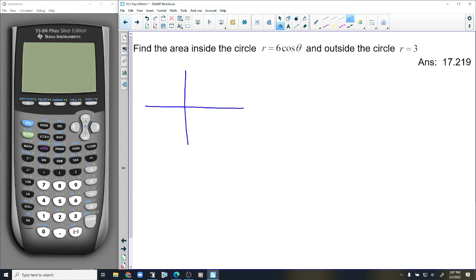So we have 6 cosine. Cosine's off to the right: 1, 2, 3, 4, 5, 6, because I relate cosine with x. So we have that, and then a circle of radius 3. Something like that. And inside this one, to the right, but outside. So right there.